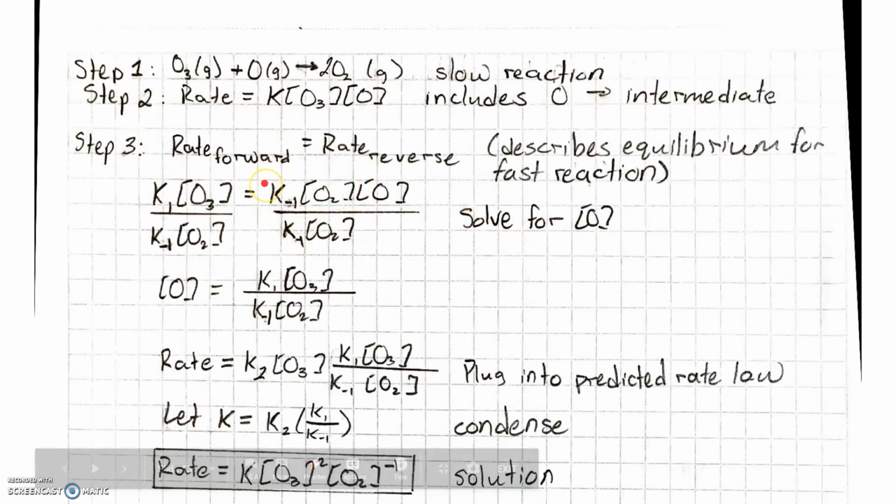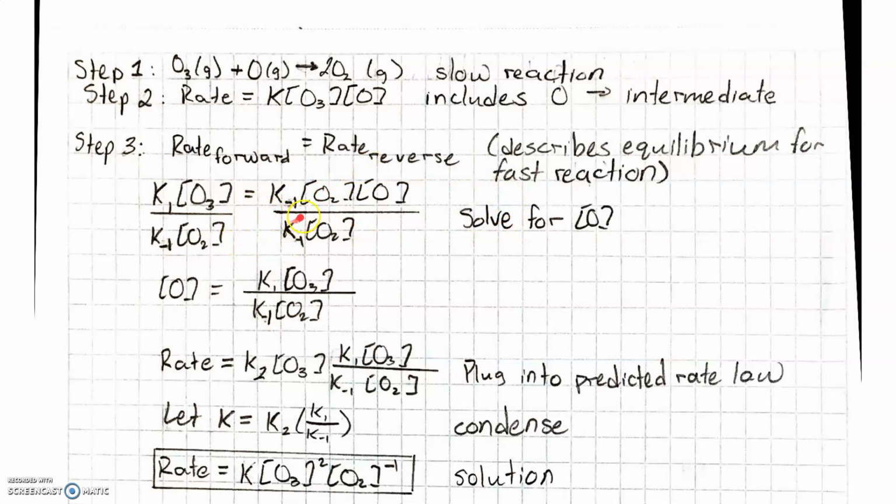So here's my work. It may seem complicated, but all you're doing is exploiting the equilibrium in the fast reaction to solve for the concentration of O, and then you plug that into the rate law. So I identified my slow reaction. I jotted down what I thought the rate law would be, but then I noticed that it includes this oxygen, which is an intermediate. So therefore, I looked at the fast reaction, and I know that the rate of the forward reaction must be equal to the rate of the reverse reaction when there is equilibrium.